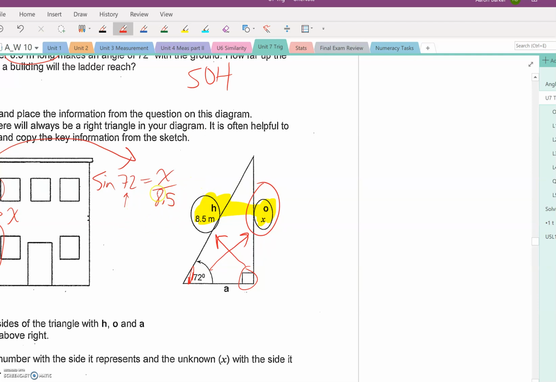Good. And so now instead of dividing by 8.5, we bring it up and multiply. So we get 8.5 times sine 72 degrees. And I'm using my brackets for multiplication. Okay, this means multiply.